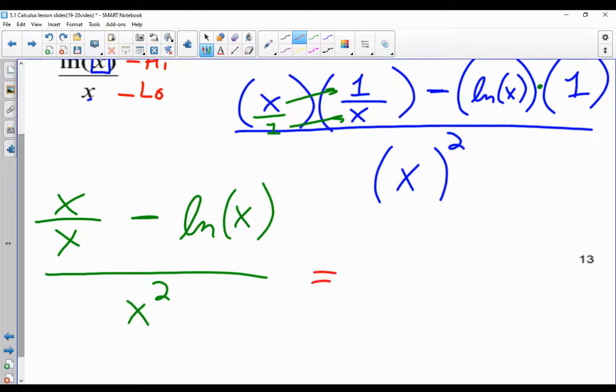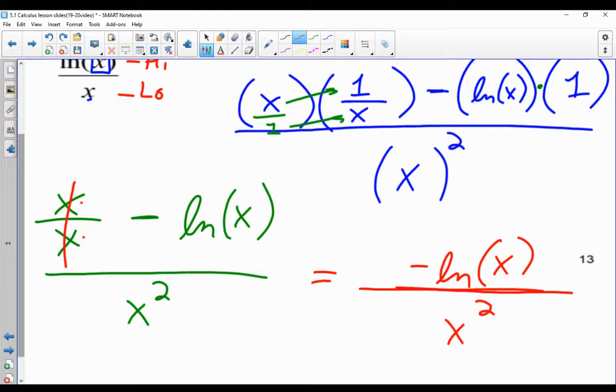Now, some of you are noticing I have x divided by x over here, which means I can simplify the x's. Now, I bet some of you are probably saying, oh, I can just cancel that out, and that's just going to leave me with negative natural log of x over x squared. Some of you are probably thinking this is what your answer is going to look like. And I'm going to tell you, you're overlooking something.